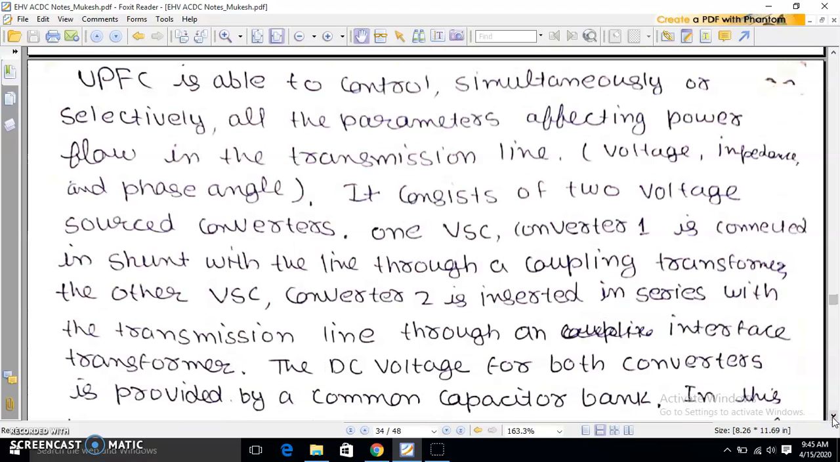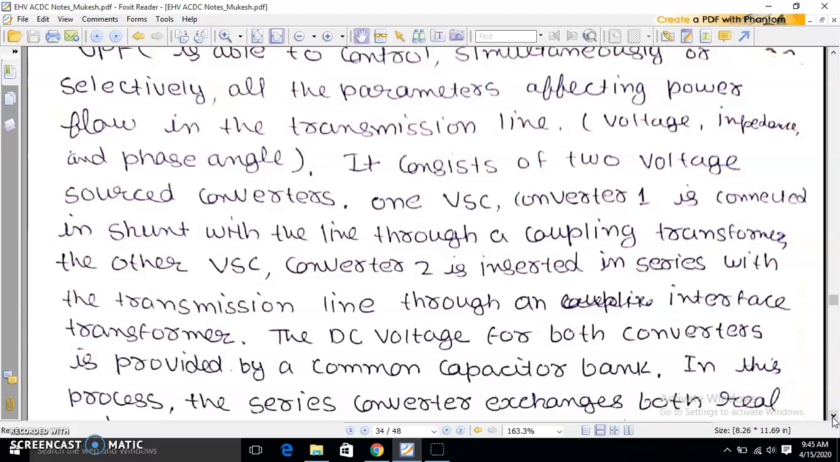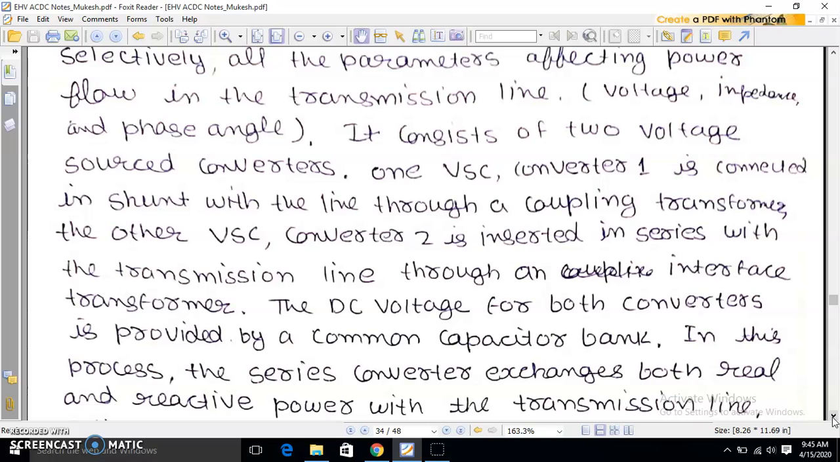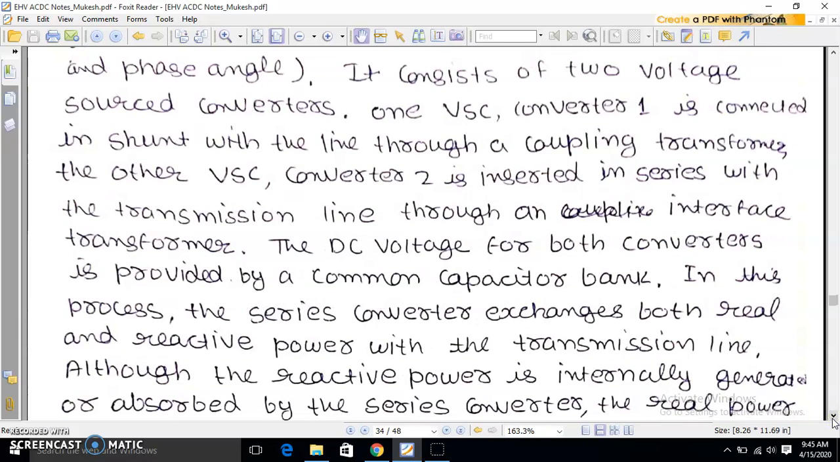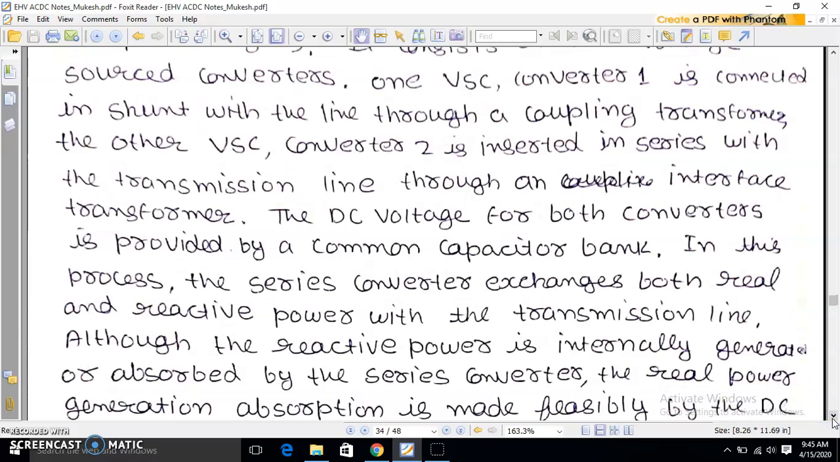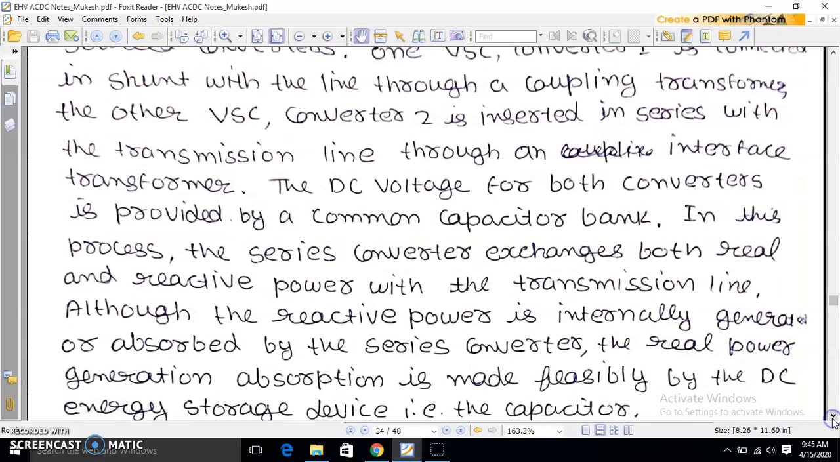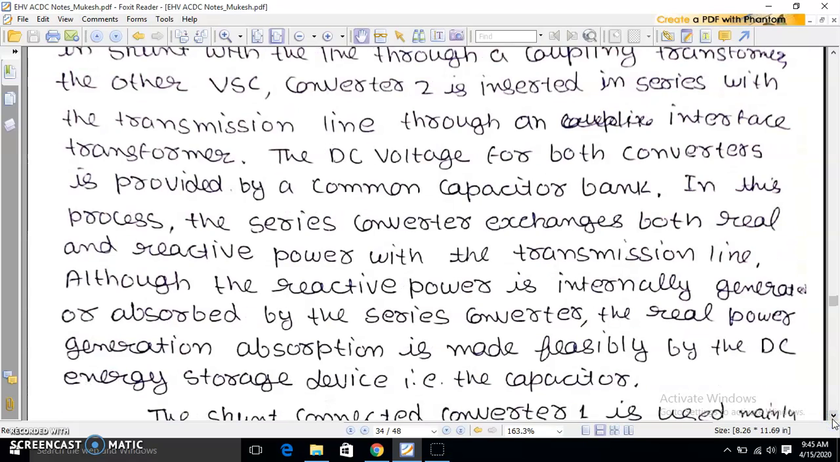The DC voltage for both converters is provided by a common capacitor bank. In this process, the series converter exchanges both real and reactive power with the transmission line. Although the reactive power is internally generated or absorbed by the series converter, the real power generation or absorption is made feasible by the DC energy storage device, that is the capacitor.